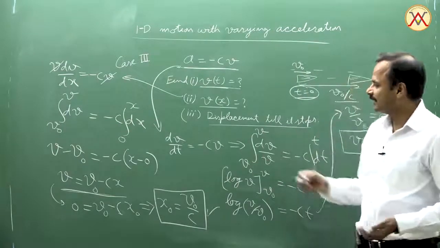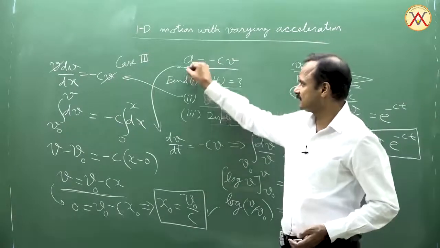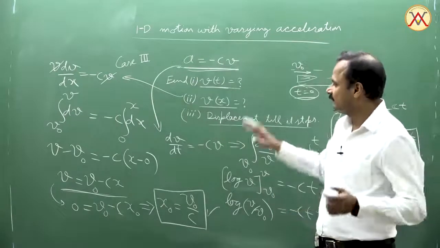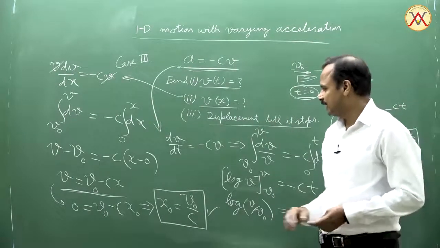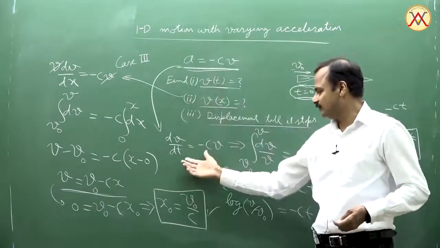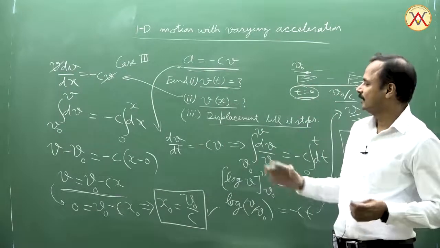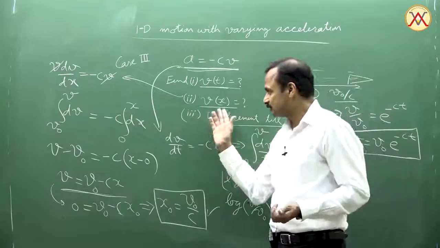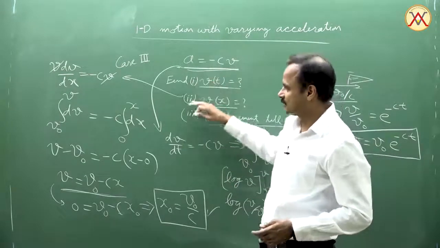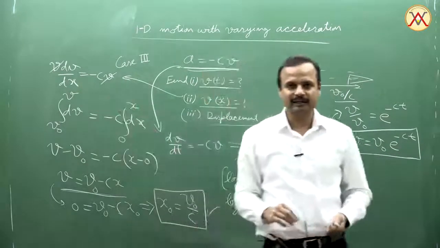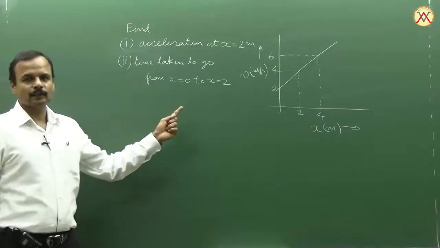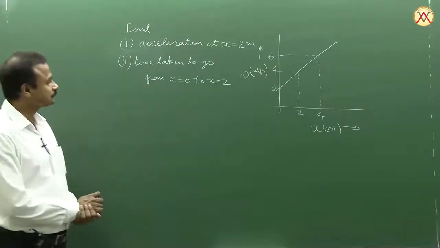So this is how we can tackle the problems where acceleration is given as a function of velocity. We have both the options. We can either write A as dv by dt if we are interested in velocity as a function of time. If we are interested in the relation of velocity with displacement, we can write acceleration as v dv by dx also. Let's take a look at this example.